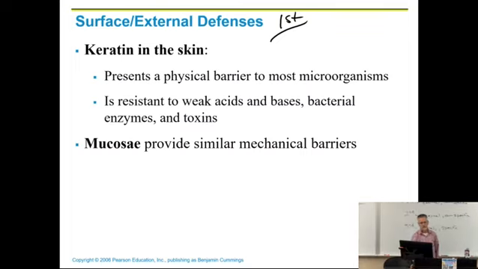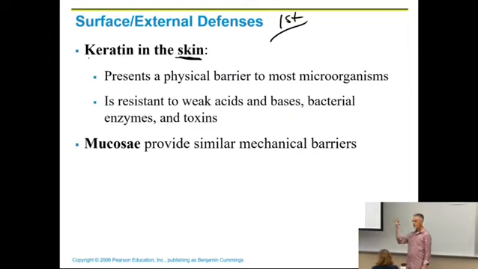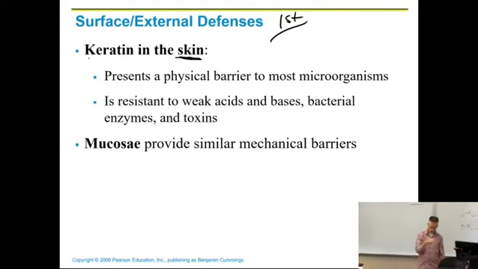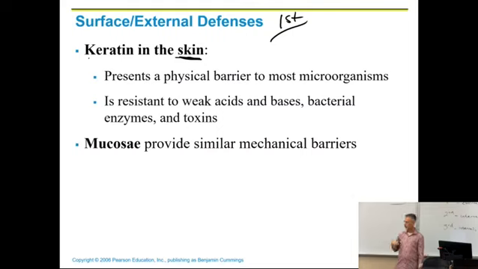Keratin in the skin. So the skin itself is a big part of our external defenses. That means there are cells and molecules in the skin that will protect us in various ways. To be sure, the stratified squamous epithelium that we learned in 201 that makes up our epidermis, that outer superficial layer of the skin, counts as cells. So as an example of a cell for first line of defense, you could say stratified squamous epithelial cells. Those are living cells that are part of first line of defense.